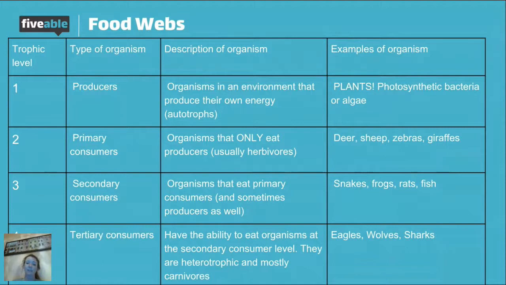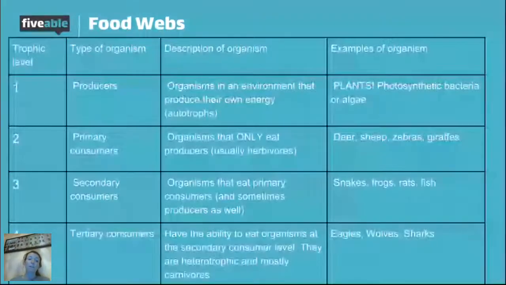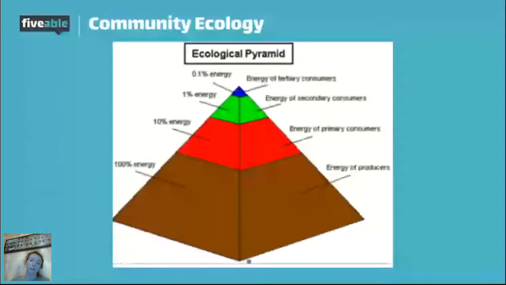And then our tertiary consumers have the ability to eat organisms at the secondary level. Heterotrophic, mostly carnivores. Eagles, wolves, sharks are all going to be examples of that. So again, those are like your apex predators at the top. Okay, easy enough. Hopefully this is familiar vocab for you. Okay, so with all of these things, right, so here's a food web right here.